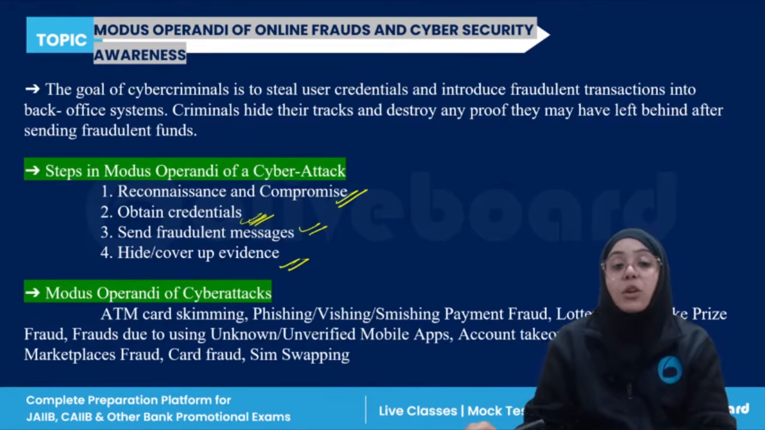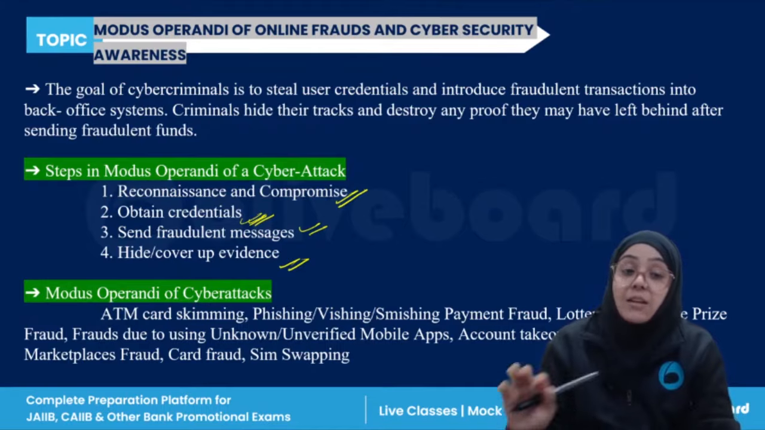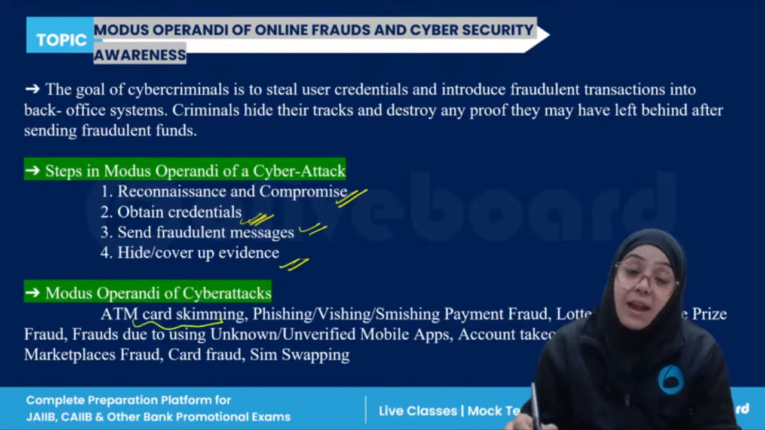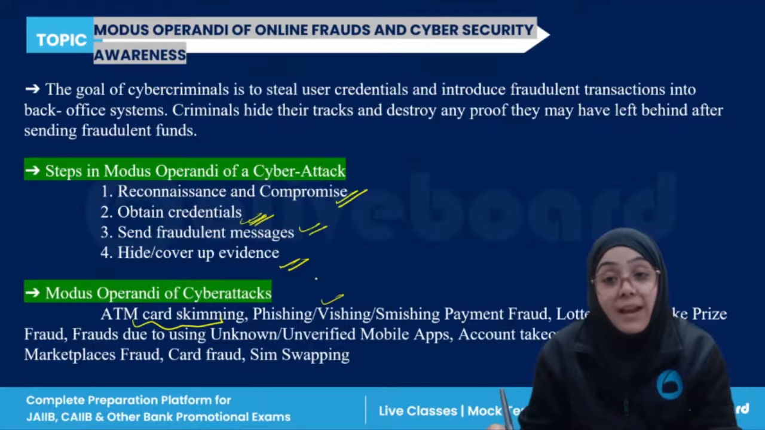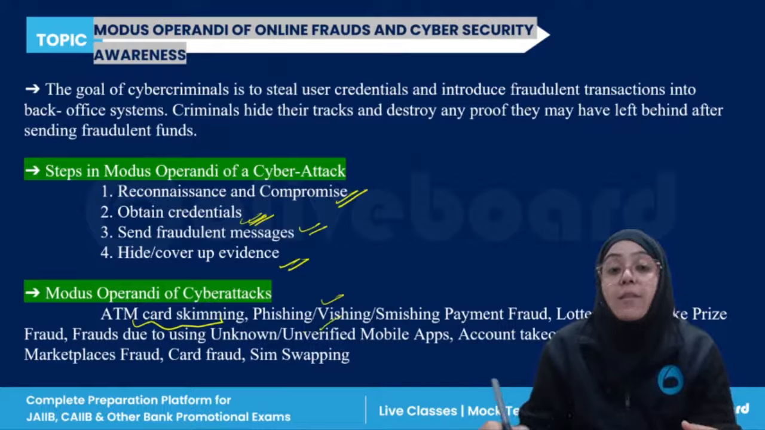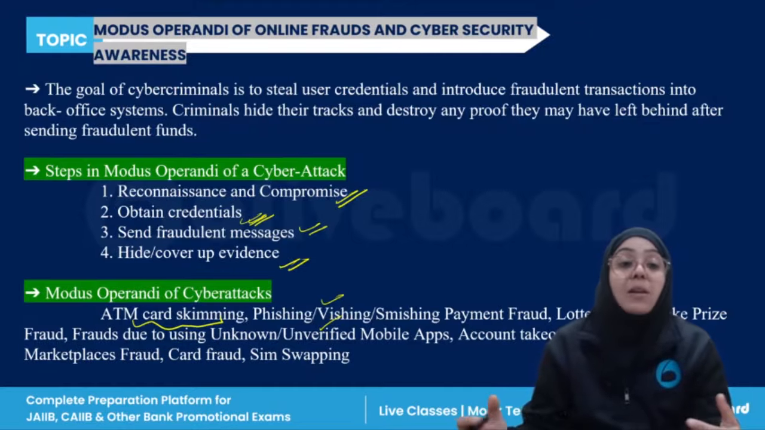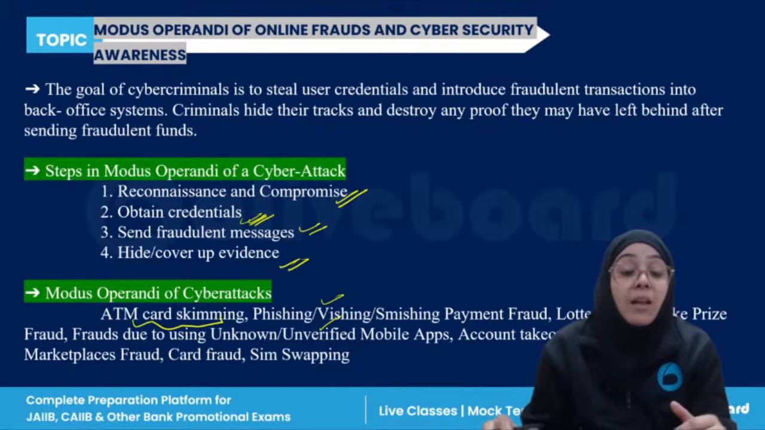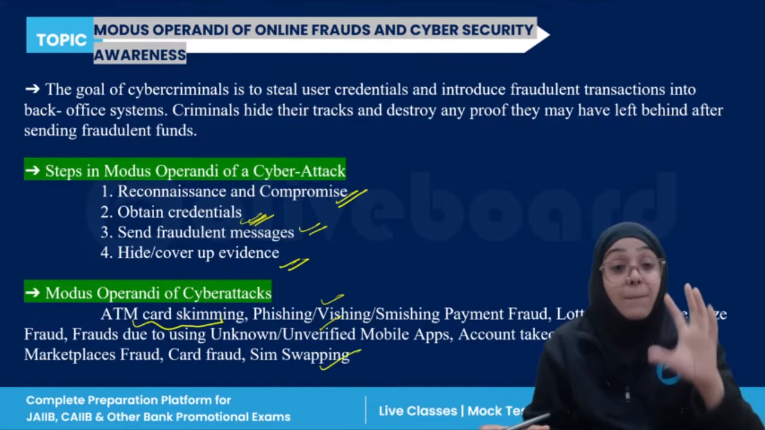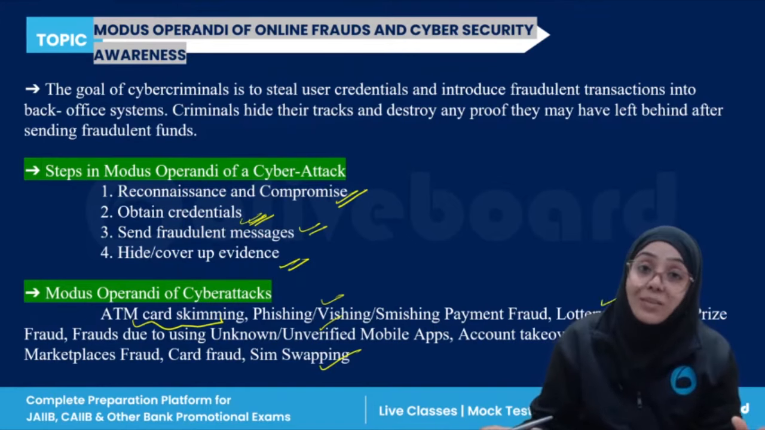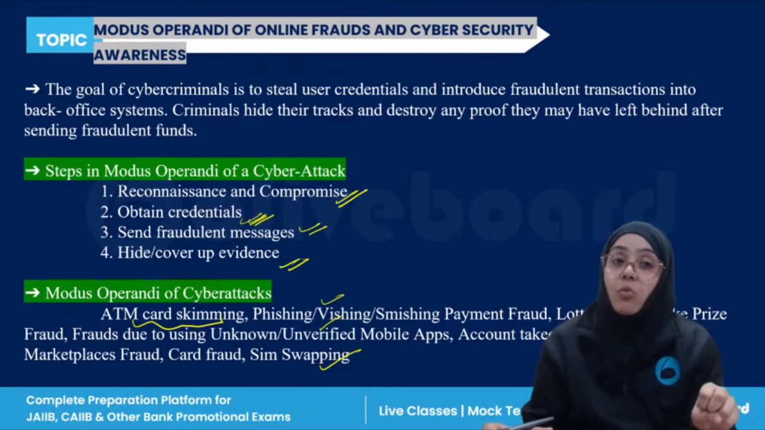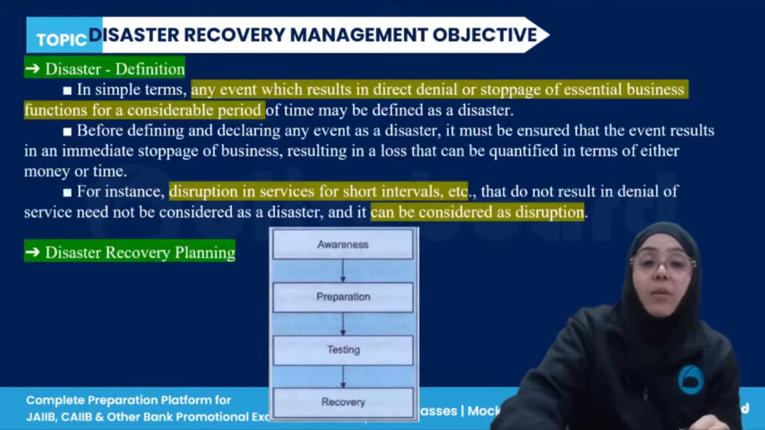Now, if we talk about the modus operandi of cyber attacks, there are different types in which cyber attacks can happen. ATM card skimming, phishing, vishing, smishing, payment frauds, lottery fraud, fake prizes, frauds due to unknown or unverified mobile apps, account takeover frauds, online market frauds, card frauds, SIM swapping. So these are the different types of fraud which cyber attackers use for stealing your data or your money from you. Okay, so these are the modus operandi, right?